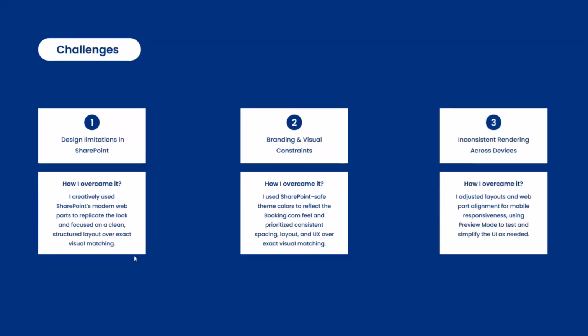The last one is inconsistent rendering across devices. We as designers sometimes focus more on responsiveness, which, in my experience, wasn't smooth across desktop, tablet and mobile. So it's really important to adjust these section layouts and web part alignment for mobile behavior. So I simply used the preview mode across devices to test iteratively and simplified the mobile UI when needed.